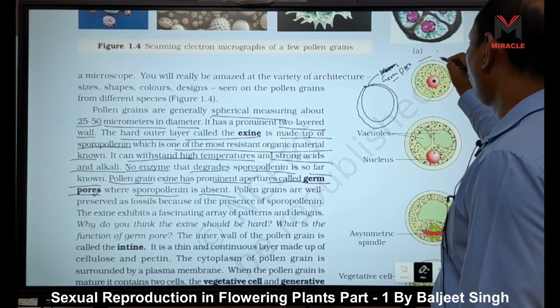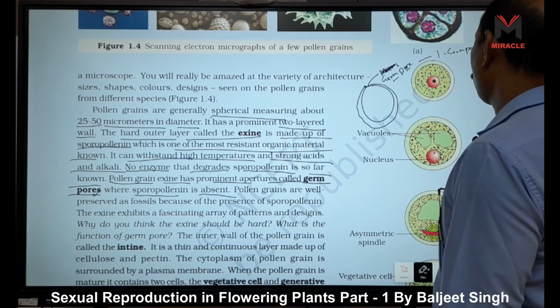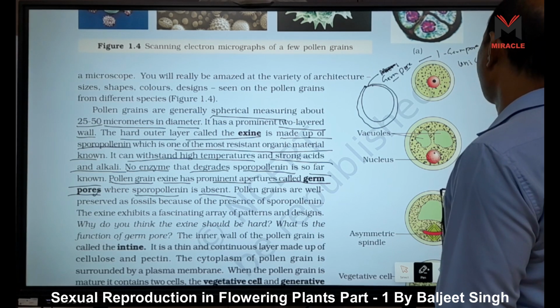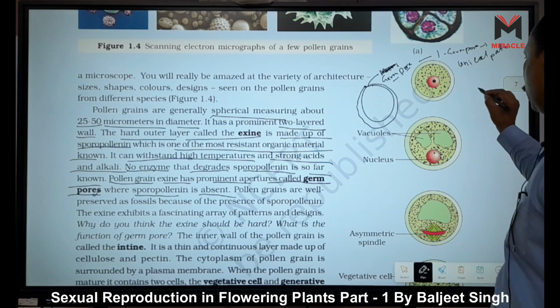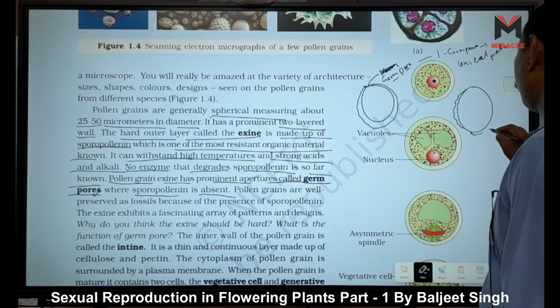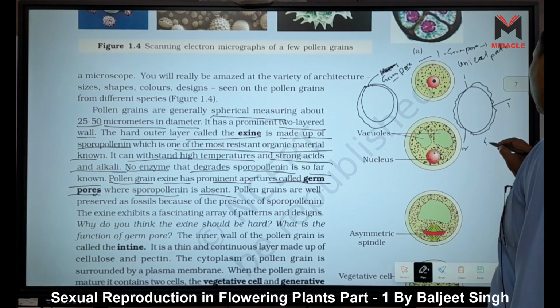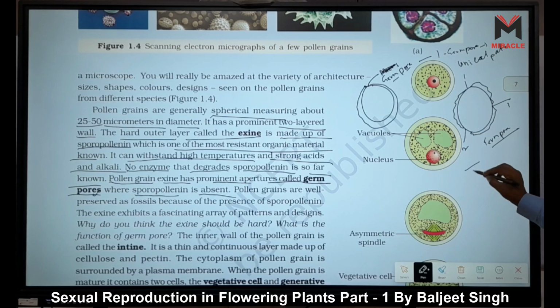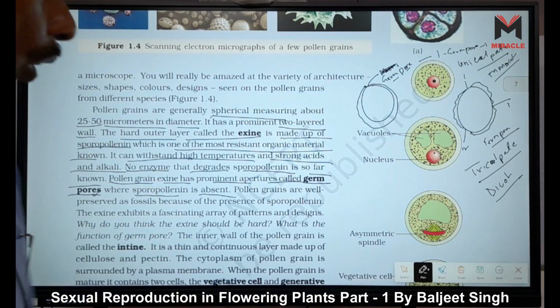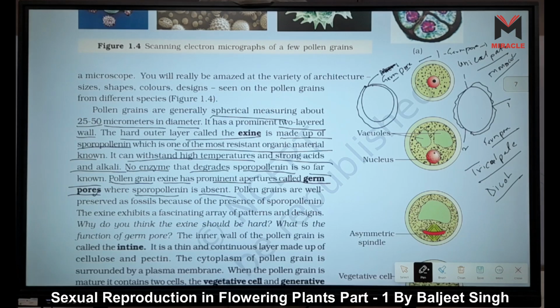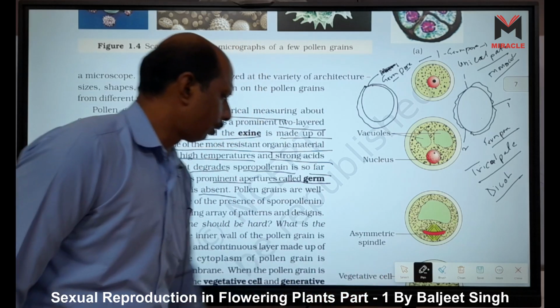If only one germ pore is there, it is called unicolpate, a single germ pore. If the germ pores are more than one, look here: one germ pore, second, third, so 1, 2, 3 germ pores are there. If there are 3 germ pores, it is called tricolpate, right? Tricolpate is most common in dicots, and unicolpate is most common in monocot plants, right? So each pollen grain has a single germ pore, or it may have more than one.